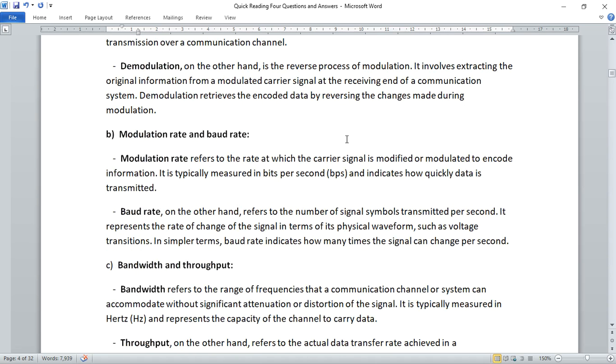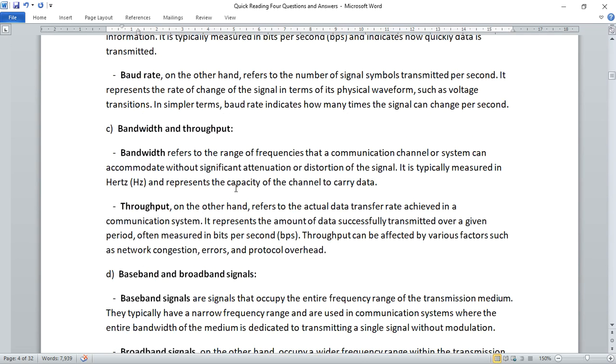Then we have modulation rate. This refers to the rate at which the carrier signal is modified or modulated. Just like the word goes, modulation rate, this is the speed, that is the rate. Then we have baud rate. On the other hand, this refers to the number of signal symbols transmitted per second. Remember, this is the number of signal symbols transmitted per second. Then we have bandwidth and throughput. Just like we can talk about a pipe that is transporting water.